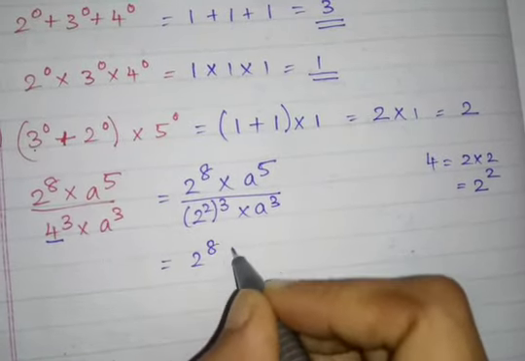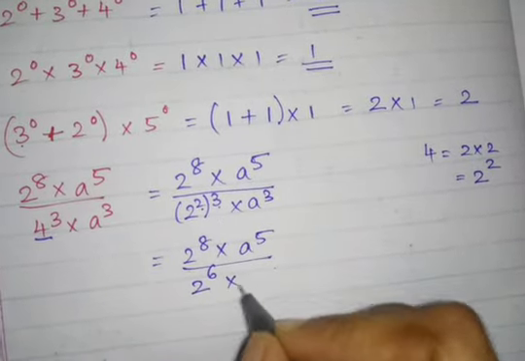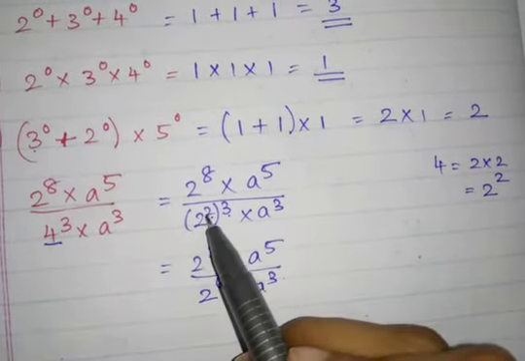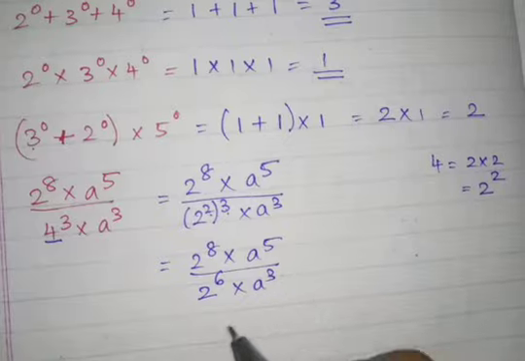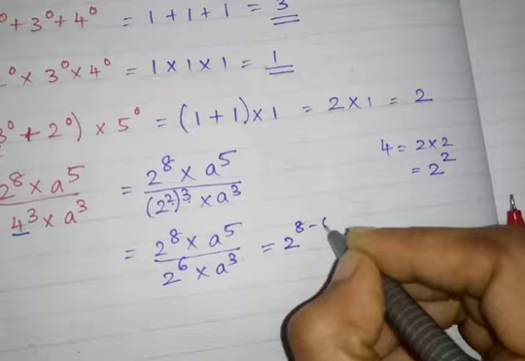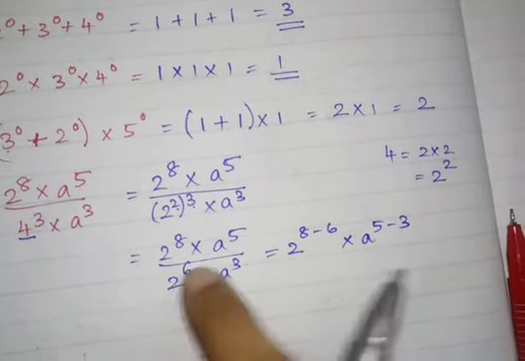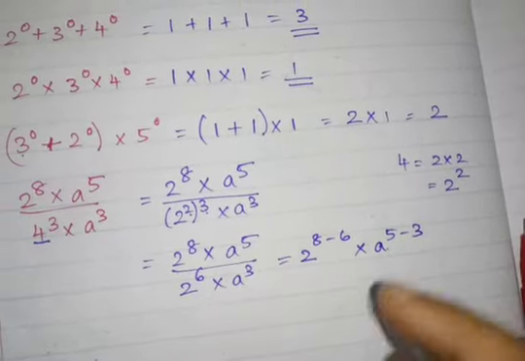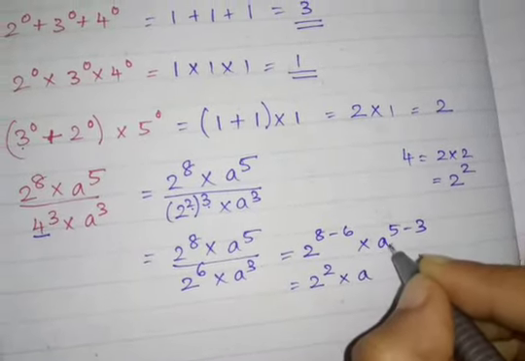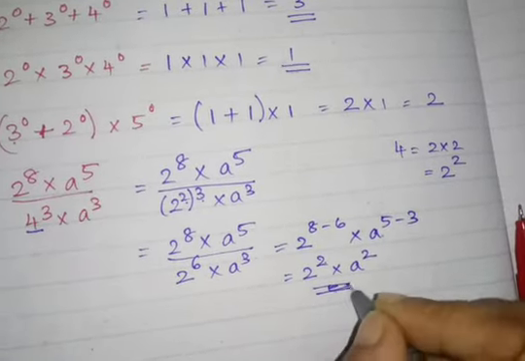So 2 power 8 into a power 5 divided by 2 power 2 threes are 6 into a cube. Now what you will do? These two are division, so 2 power 8 minus 6 into a power 5 minus 3. 2 power 8 minus 6 is 2, and a power 5 minus 3 is 2. So the answer is 2 power 2 into a power 2.